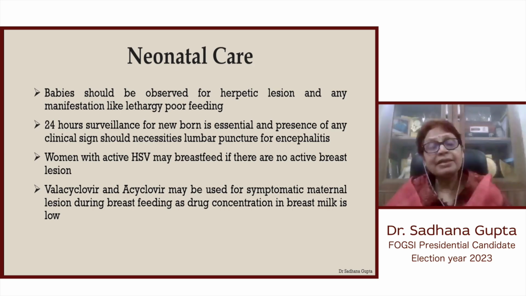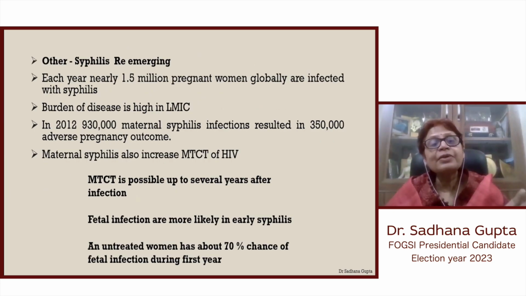If there is an unexplained illness, sometimes the baby needs a lumbar puncture for encephalitis because of disseminated HSV infection. And again, valacyclovir and acyclovir are a good choice.